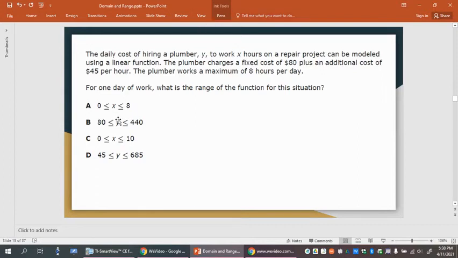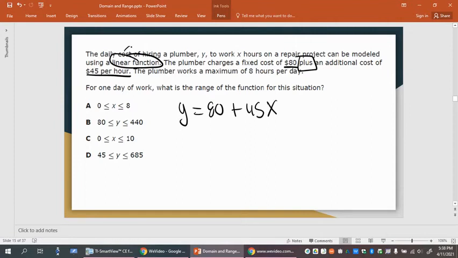So let's read this one really quickly. It says the daily cost of hiring a plumber Y to work X hours on a repair project can be modeled by a linear function. So there's a keyword where I know we're dealing with a linear function versus a quadratic or an exponential. And it says we have a fixed cost of $80 plus, there's a keyword there, $45 per hour. So I have a function of $80 plus $45 per hour, because our cost is our y and our x is our hours.